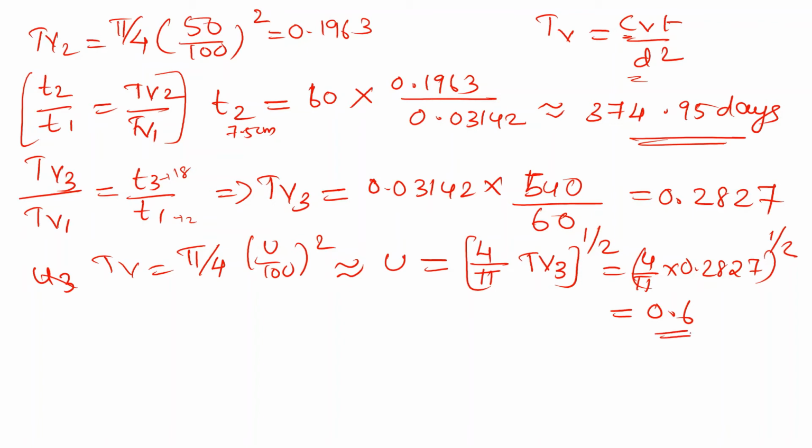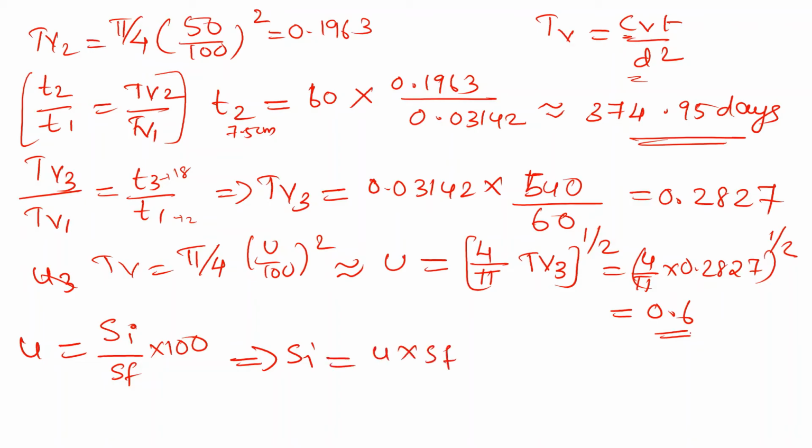Then we already know a relation between degree of consolidation and settlement, that is degree of consolidation is equal to settlement at any time divided by final settlement into 100. Here we get U as 0.6, so we can find out the settlement corresponding to that. Settlement after 18 months is equal to U into SF.